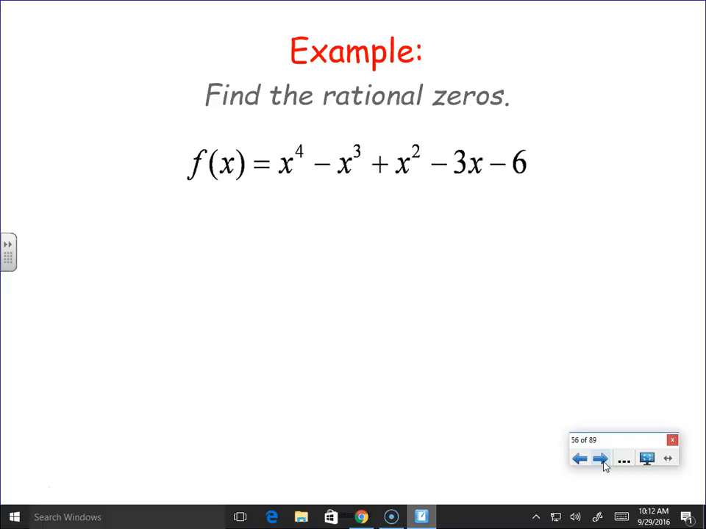Jeez. Woo! It's a 4th degree polynomial and it says go. Doesn't give us any clues, doesn't give us one that works. Crazy. Now, focus. A little intense. A little bit.